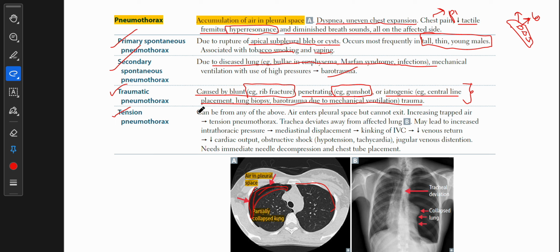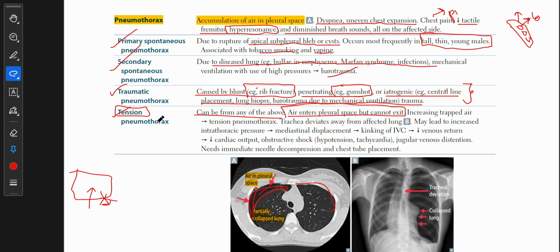And in tension pneumothorax, it can be from any of the above, either rib fracture or gunshot or central line placement and biopsy. Air enters the pleural space but cannot exit. This is the point here. This is like a one-way valve, right? Air is entering, but it cannot come out of the lungs or pleural space. That is why there is tension. Increase in tension means increase in pressure, right? So that is why it is occurring.